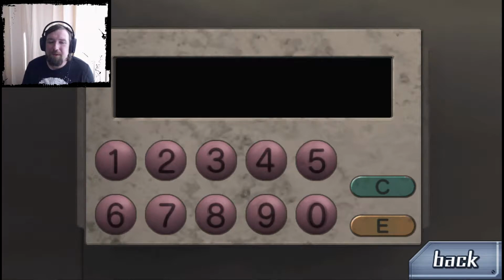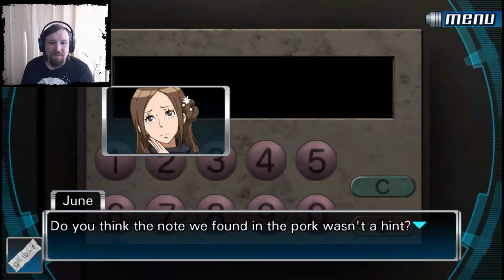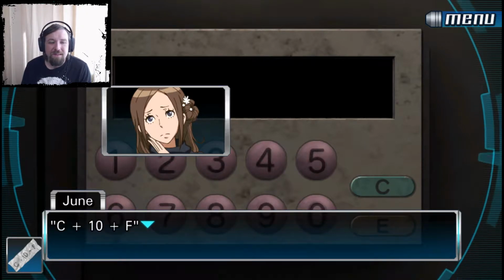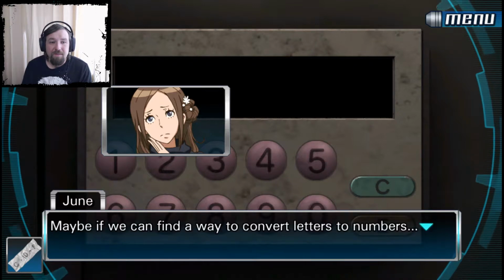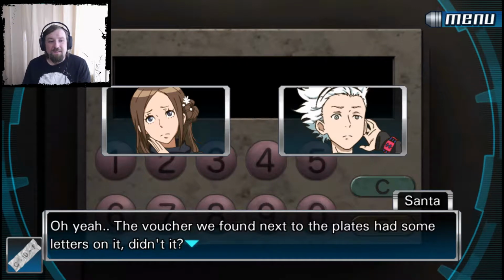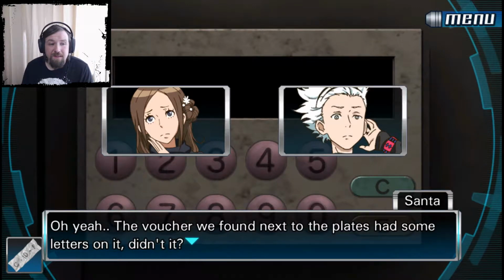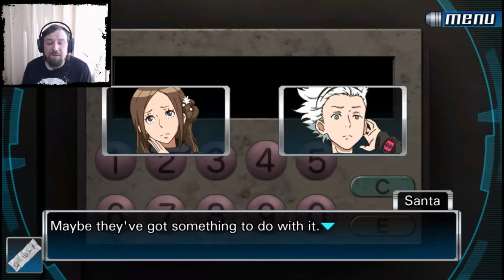Oh crap, I can't see my notes now. Hang on. Do you think the note we found in the pork wasn't a hint? C plus 10 plus F? There aren't any letters on the input device. Maybe we can find a way to convert letters to numbers. The voucher we found next to the plates had some letters on it, didn't it? Maybe they've got something to do with it.